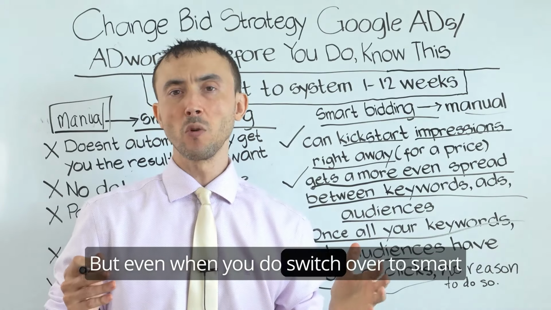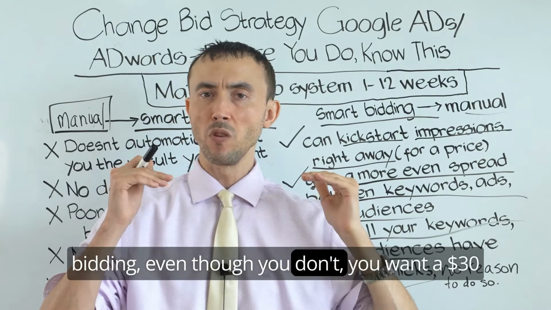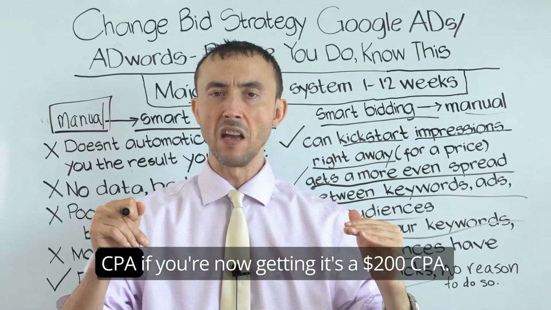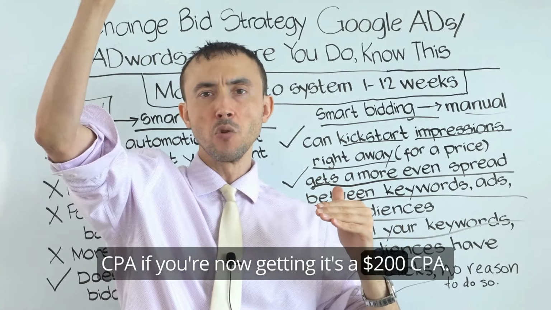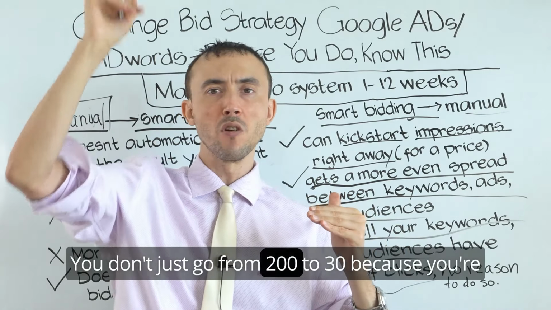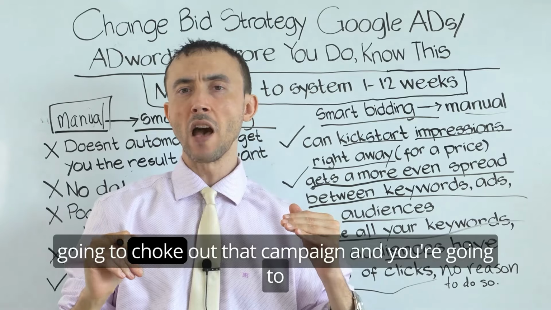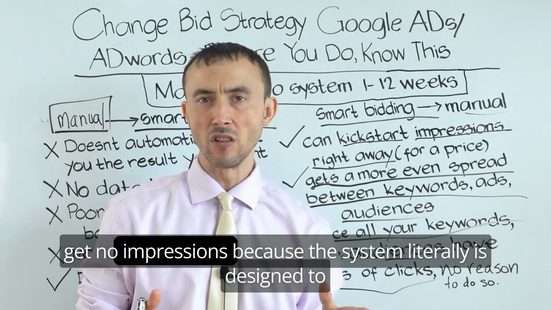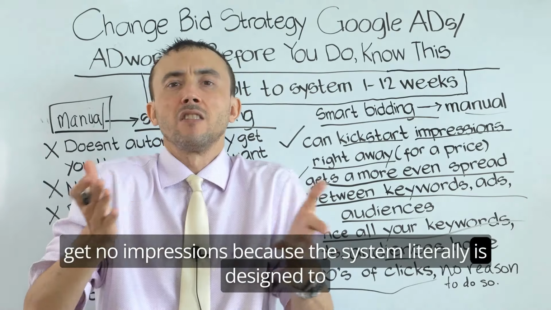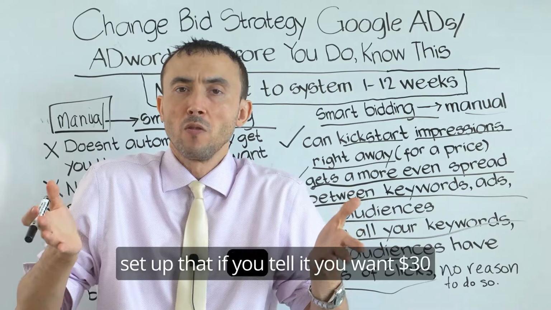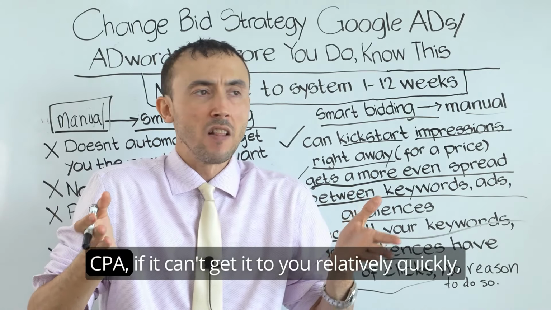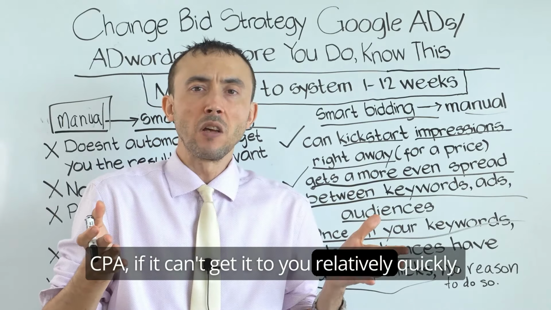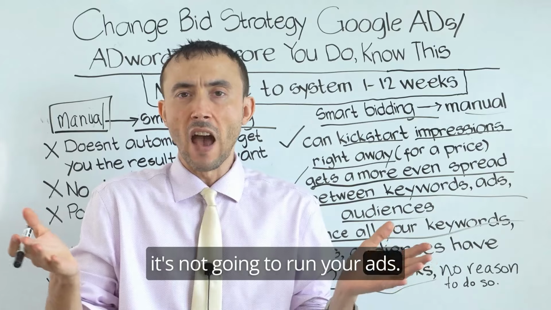But even when you do switch over to smart bidding, even though you want a $30 CPA, if you're now at a $200 CPA, you don't just go from 200 to 30 because you're going to choke out that campaign and you're going to get no impressions. Because the system literally is designed so that if you tell it you want a $30 CPA, if it can't get it to you relatively quickly, it's not going to run your ads.